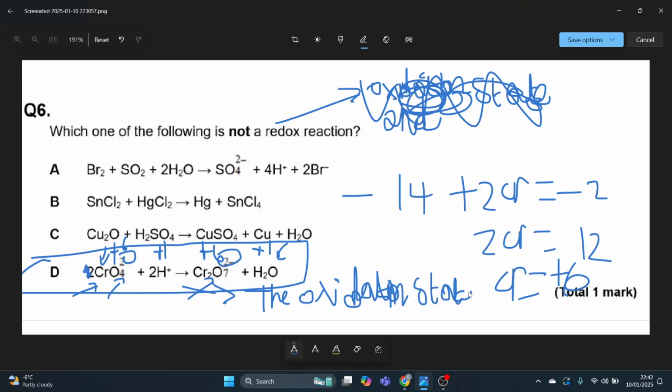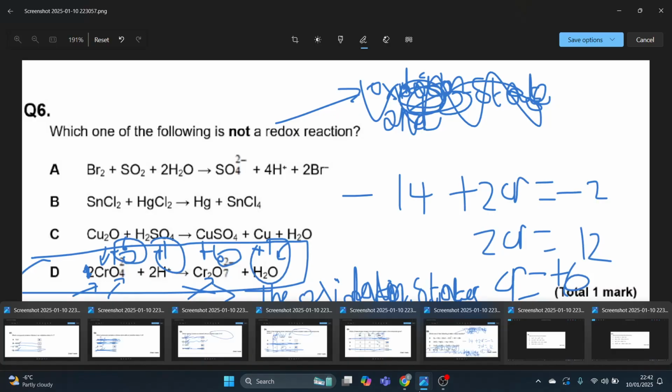And you can see clearly that is not a redox reaction because the oxidation states don't change. They don't change. Plus 6, plus 6, plus 1, plus 1. So the answer is D.